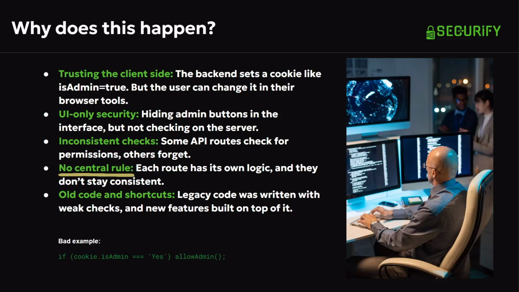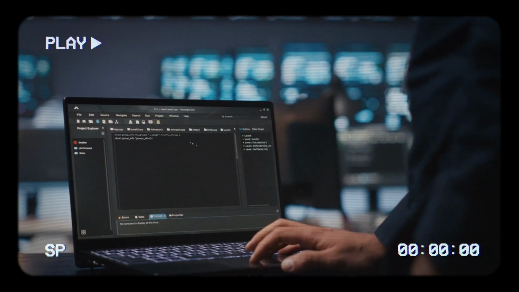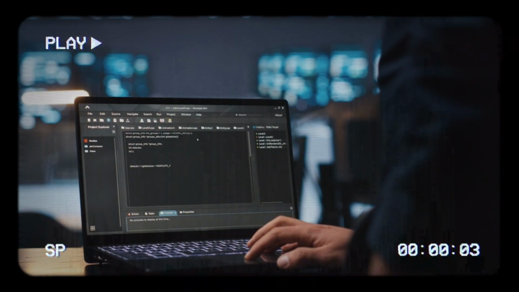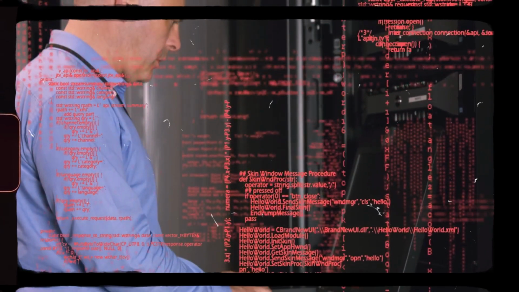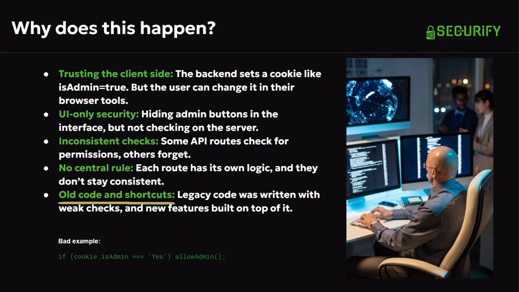Fourth, no central rule or shared logic. So this is a big one. When each route or controller handles its own authorization checks with no shared middleware or function, things drift. One route uses if user.role equals admin, another checks request.cookies, and a third one relies on some flag in the session. Without a central place to define who can access what, inconsistencies creep in, and that's exactly how bugs like this show up.